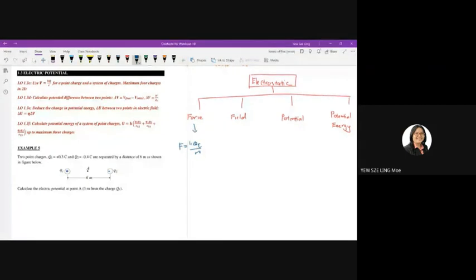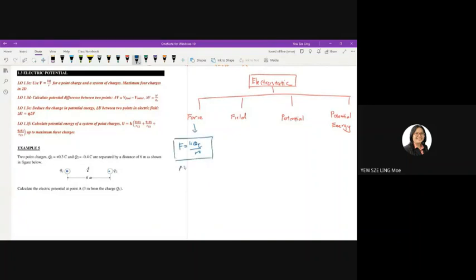Okay, so electrostatics is being divided into four main parts. The first one is force, and for force we know it's all about Coulomb's law. Coulomb's law tells us that F equals kqq over r squared. You use this equation to calculate the magnitude. Okay, you use it for magnitude.